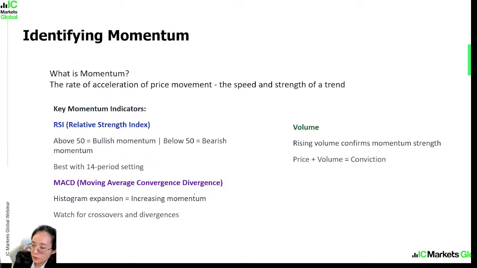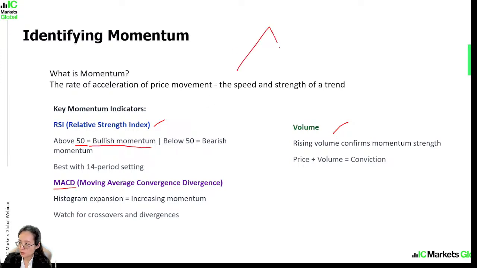And how are we going to identify the momentum? Okay, what is the momentum? They will say that it is the rate of acceleration of price movement and the speed or strength of a trend. So the indicator that you can use, usually I will use the RSI, and some of you guys might be using the MACD or volume, but I use the RSI to look for overbought and oversold, or if price stays above 50, we know that there is very strong momentum.